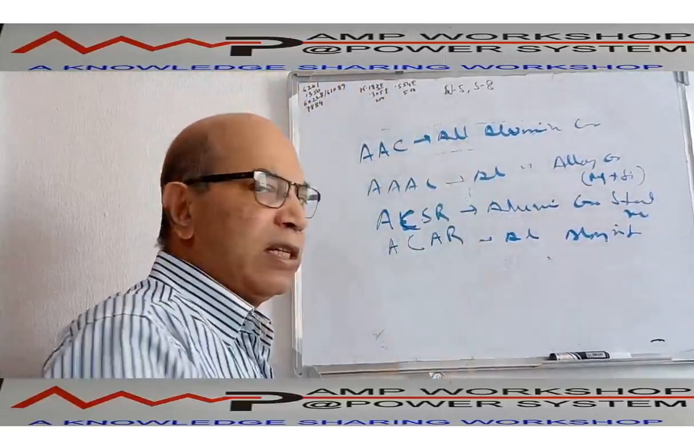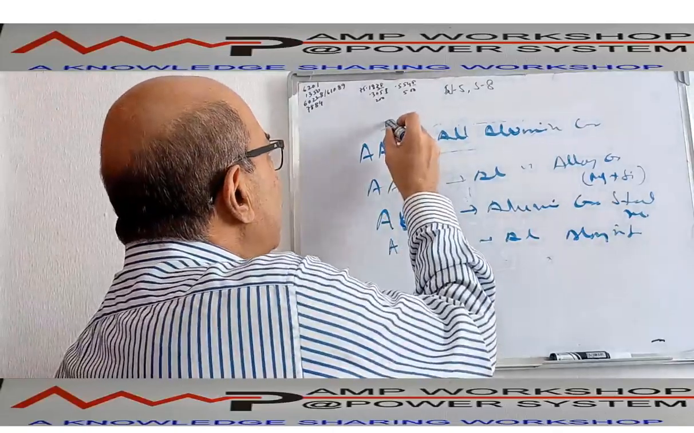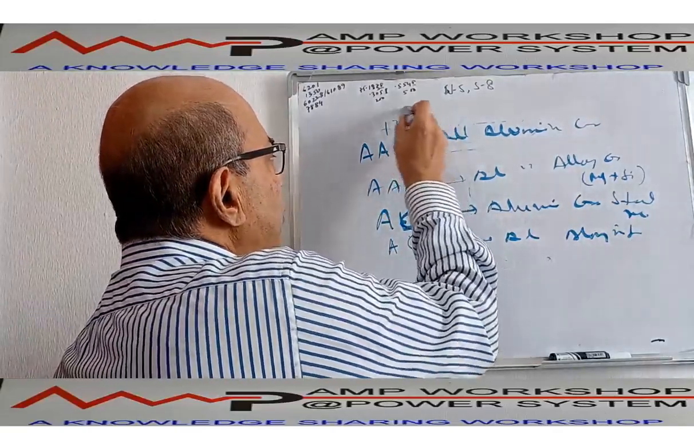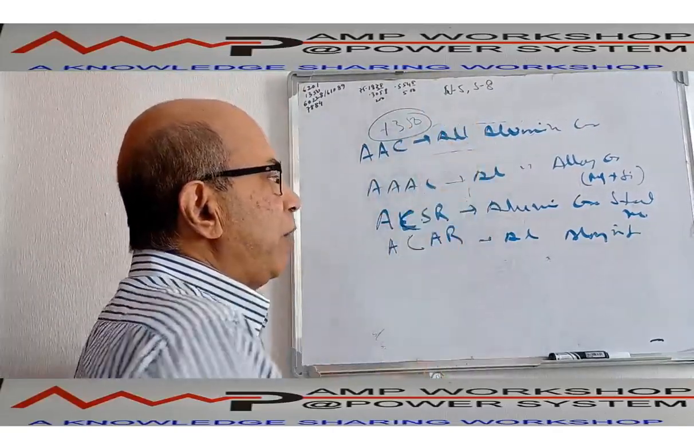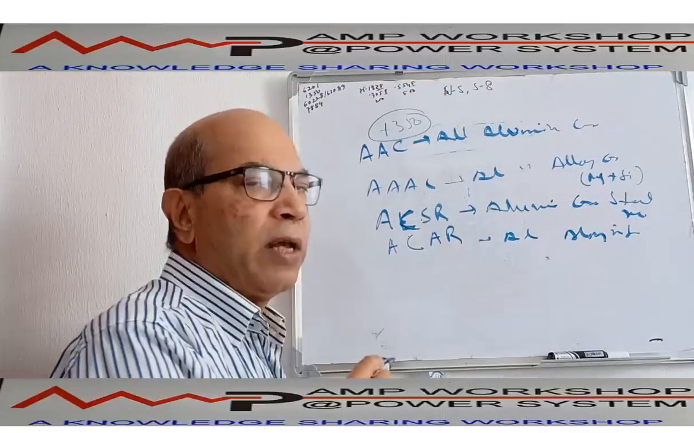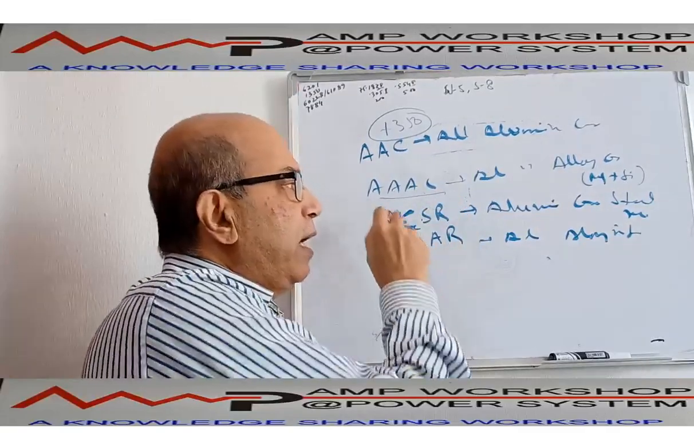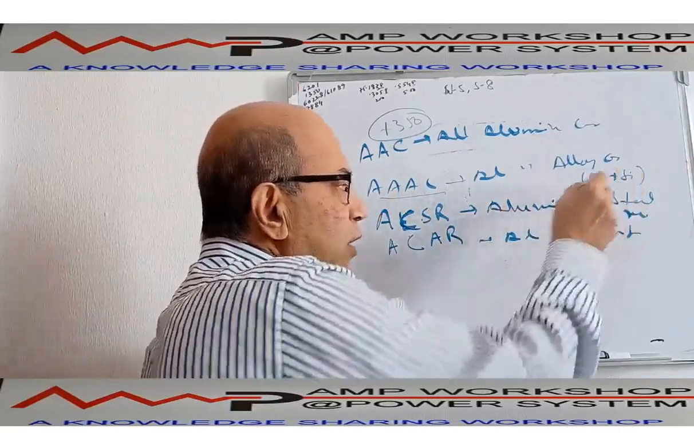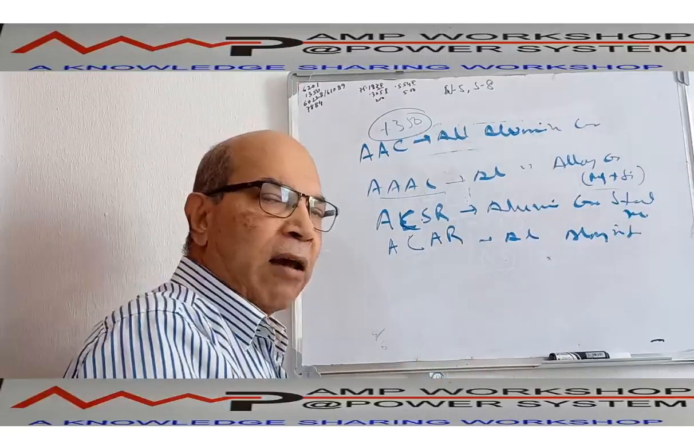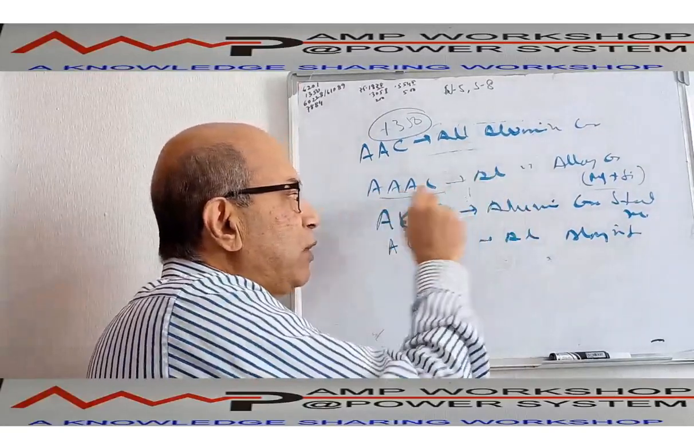Here AAC means pure 100% aluminum, that is 1350. This is the grade of aluminum we use here, and this is called pure all aluminum conductor. In the all aluminum alloy conductor, we use aluminum mixed with magnesium and silicon. That alloy we use for this conductor.